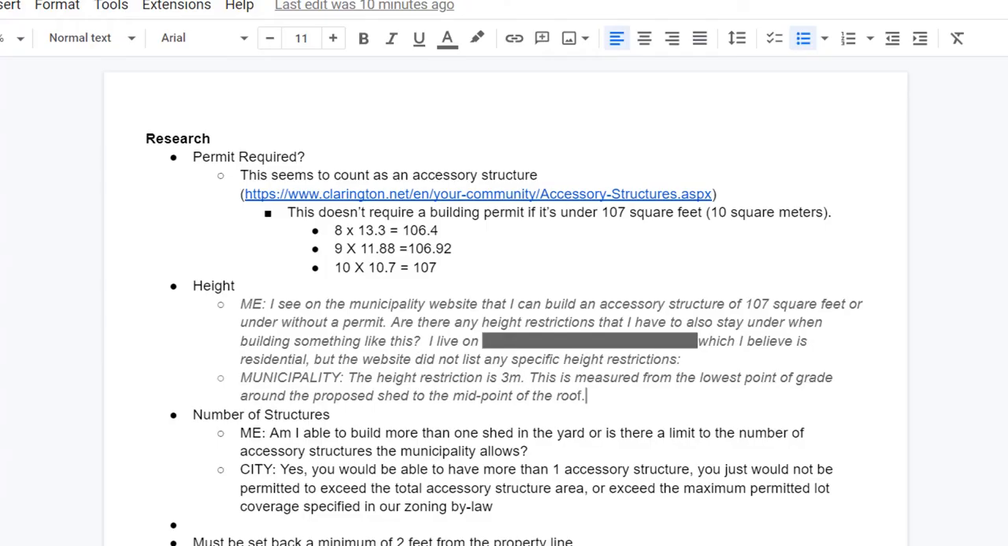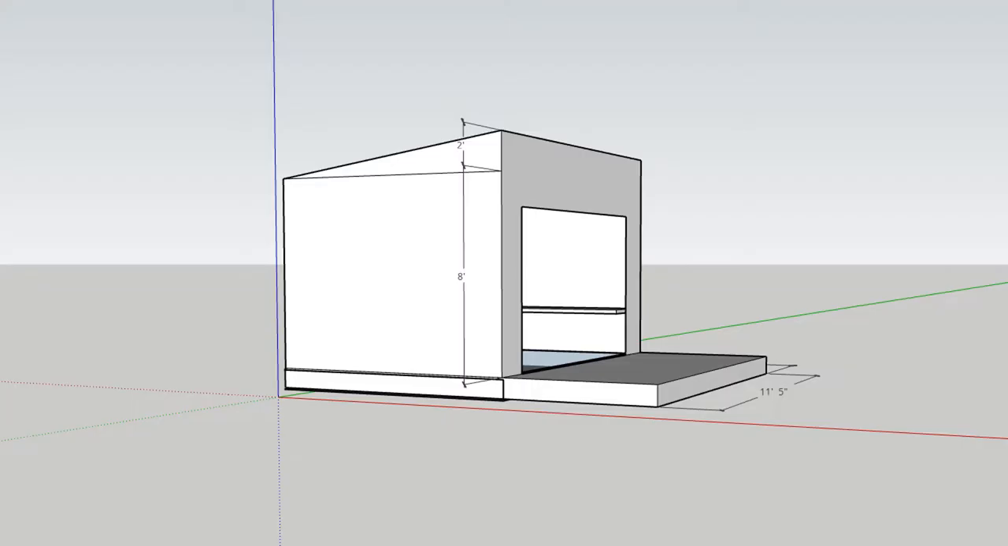What I think they mean by measured from the lowest point of grade around the proposed shed to the midpoint of the roof is that the lowest point of the grade is this line right here. And you can basically take that all the way up to the roof. This would be essentially the top of the roof, this would be the bottom of the roof, and the midpoint of the roof would be somewhere around here, I believe. So I'm going to verify that with the city.